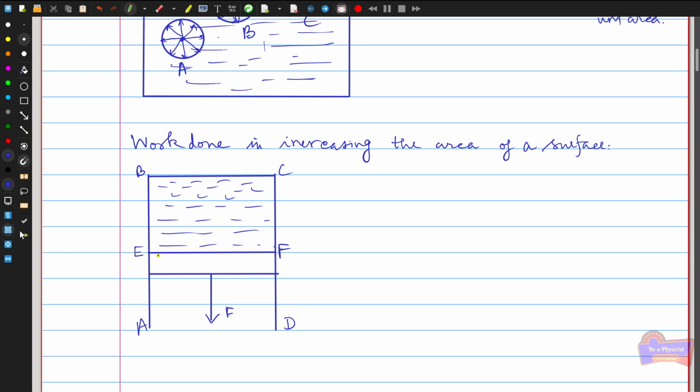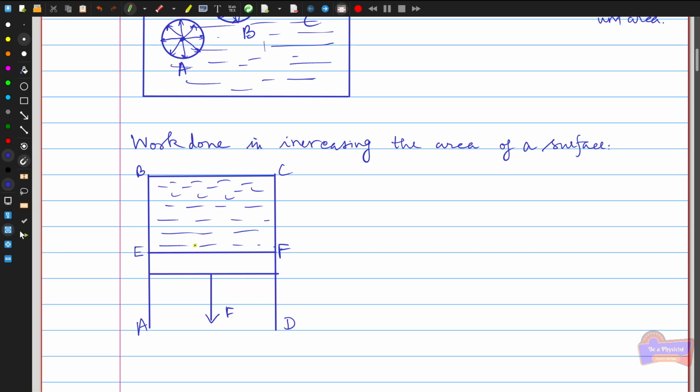Suppose you dip this rectangular frame into the soap solution, then a soap film is formed in the area B, C, F, and E. And this soap solution has a certain surface tension. Therefore, the surface tension of the soap film tries to pull the horizontal wire EF upwards towards BC, perpendicular to EF.